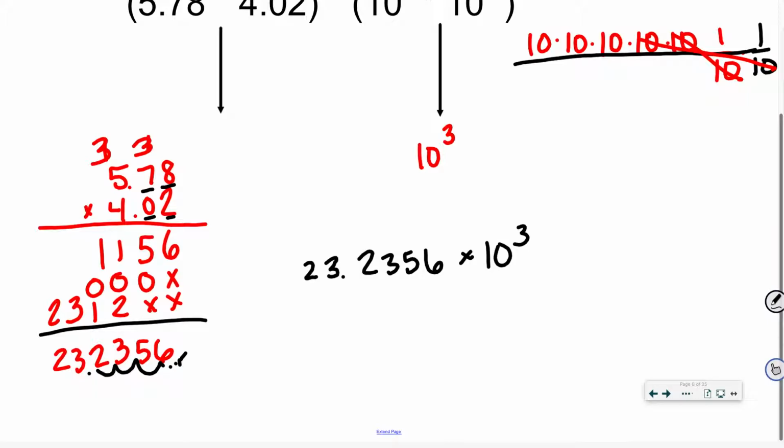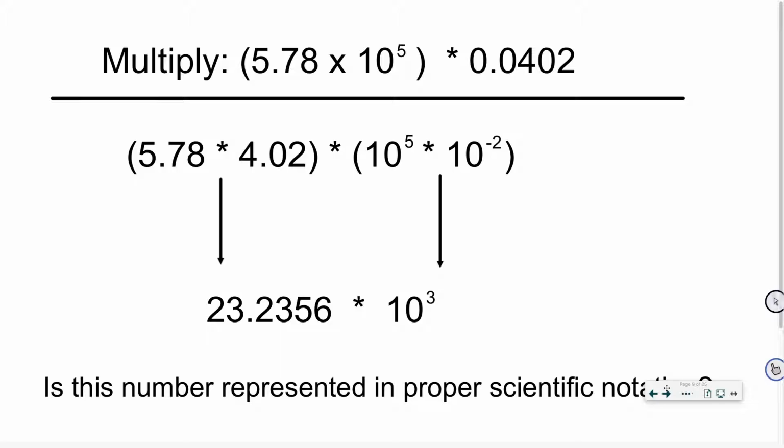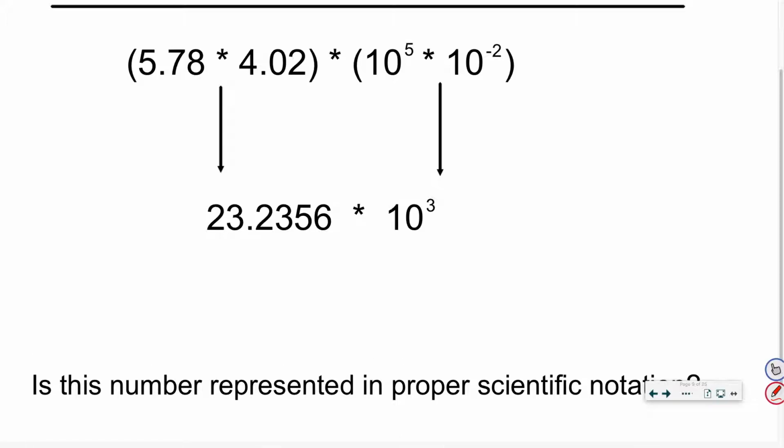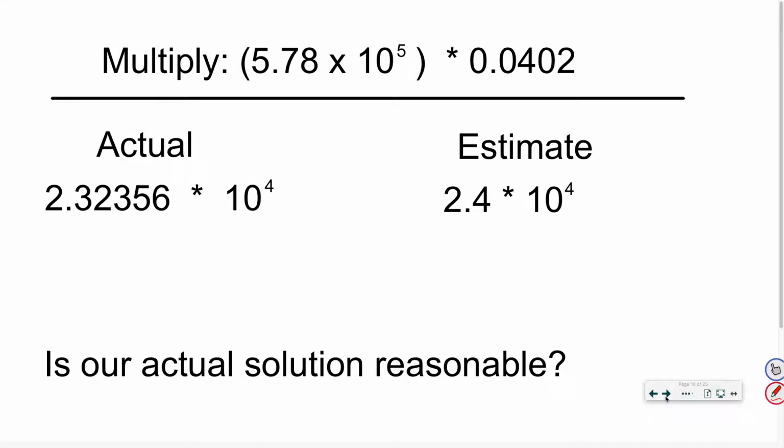Am I done? No. No, I'm not. That's not in proper scientific notation. What could I do to get it there? Between 1 and 10, that would be 2.32356 times 10 to the fourth. Good, Ibrahima. Now take a look back at our estimate. Were we close? Is that a reasonable estimate? Yes. Absolutely. 2.32356 times 10 to the fourth is very close to 2.4 times 10 to the fourth.